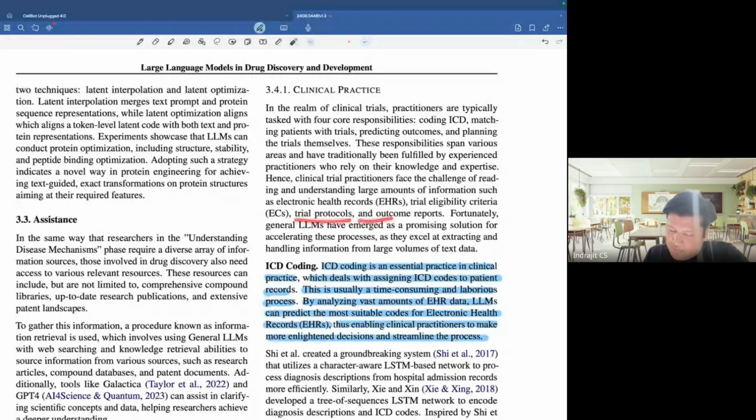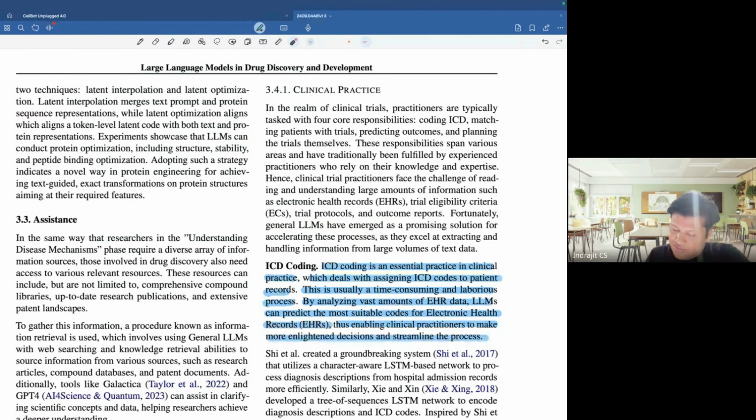Fortunately, general LLMs have emerged as a promising solution for accelerating these processes. We can use general LLMs for this clinical practice to help the researchers find information faster.